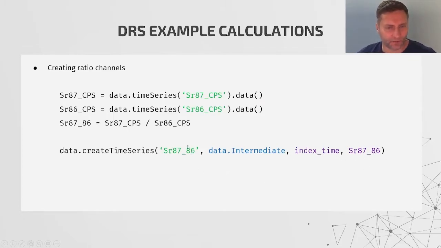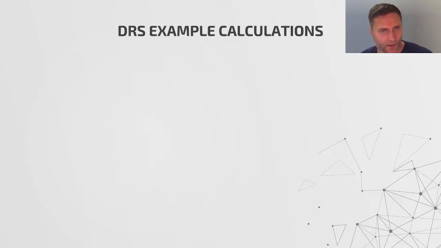Now you'll notice here that I've given it a name, and you may want to give it a more expressive name because in a DRS you might have different versions of each ratio. So it might be a raw, it might be downhole corrected, or it might be final. So you might want to give it a more expressive name. We give it what type it is, and then we give it a time array and then the array of channel values. Now you'll notice here that I've actually passed it index time rather than the time array of one of these channels here. And the reason for that is because not all channels necessarily have the same number of data points. So why is that?